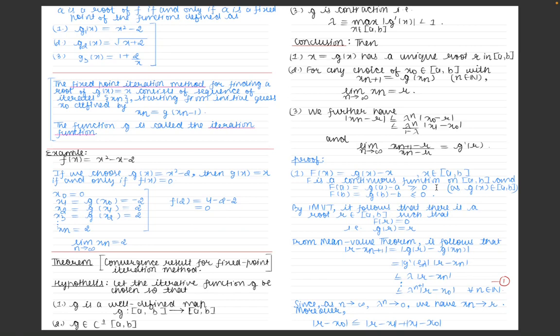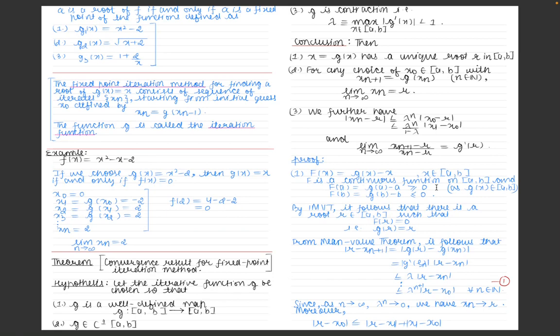Second, for any choice of x naught in [a, b] with x_{n+1} equal to g of x_n, where obviously n belongs to N, we have that this limit x_n actually converges to r.